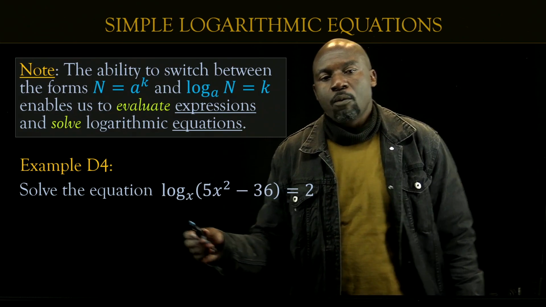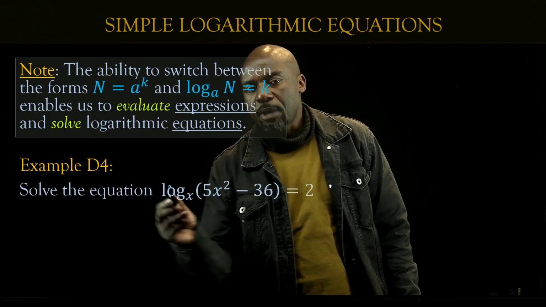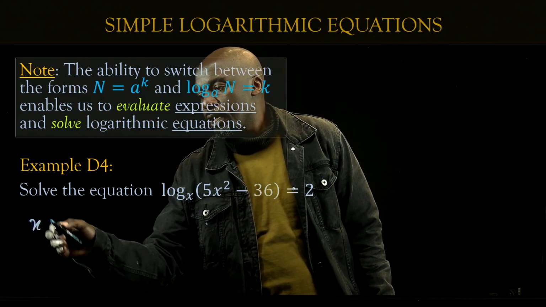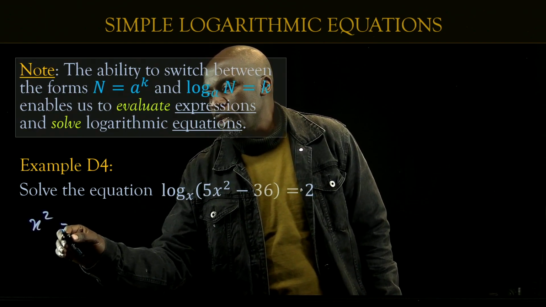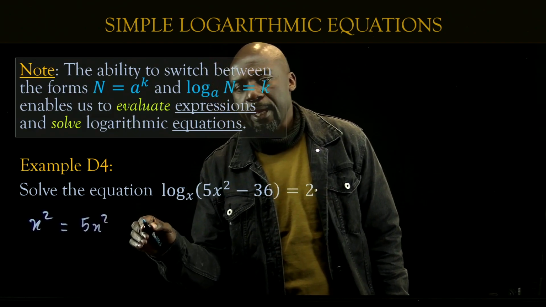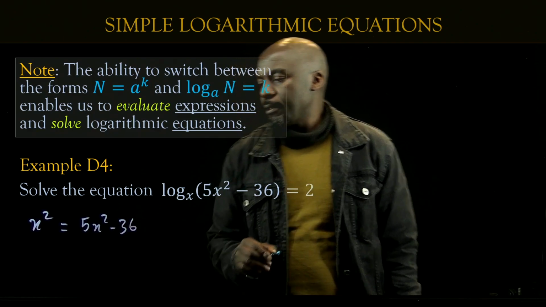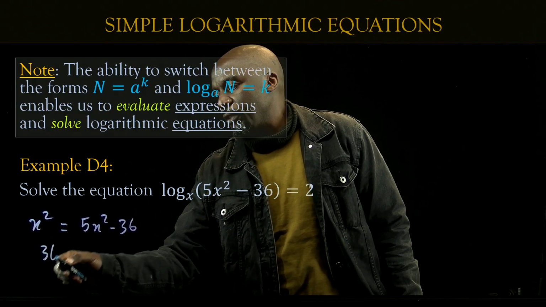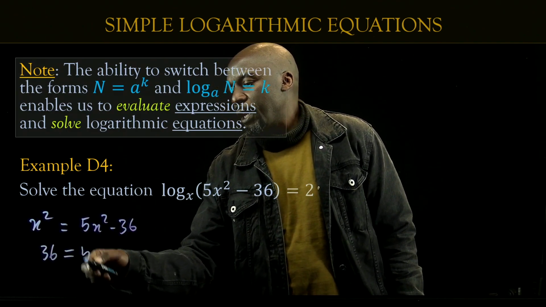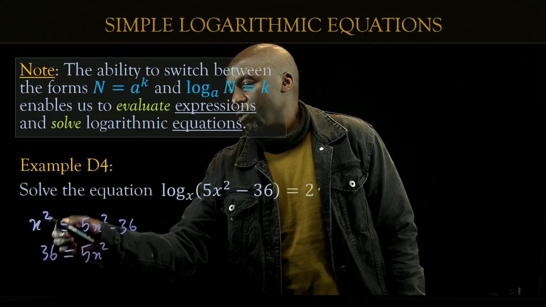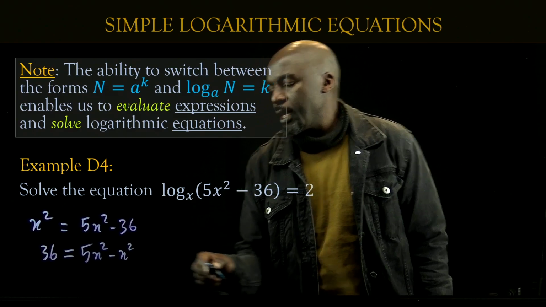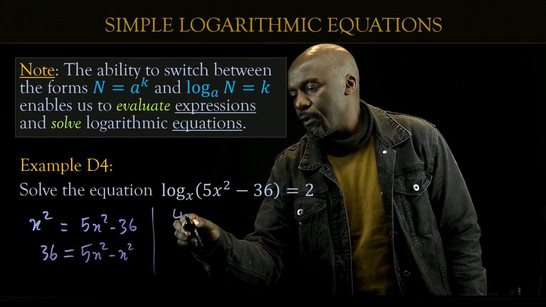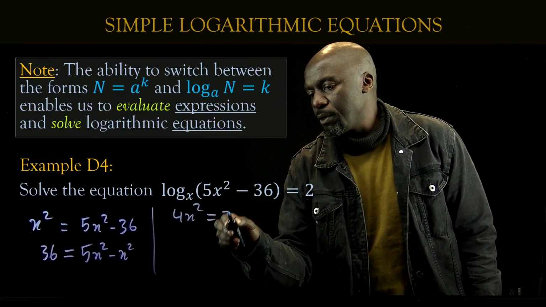So once again, we'll write this as x to the power of 2, so the base x to the power of 2 on the other side. So the base x to the power of 2 must be equal to 5x squared minus 36. Okay, I can move 36 to the other side. It becomes positive 36 equals 5x squared, and I bring the x squared to this side, minus x squared. That gives me 4x squared. So I can write 4x squared must be equal to 36.